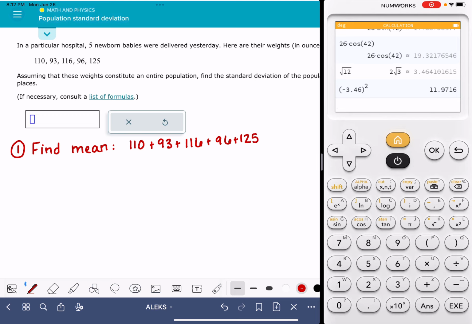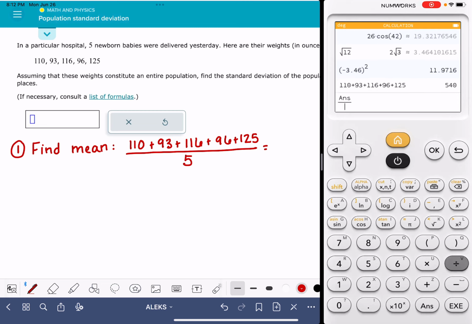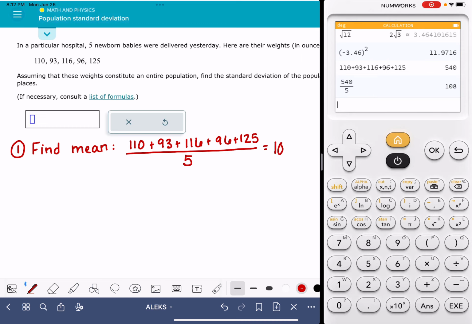I guess I should say, to find the mean, we're going to add up all of the numbers in that data set and then divide by the number of numbers. I've got 5 numbers in my data set. So I'm going to use my calculator to do this. 110 plus 93 plus 116 plus 96 plus 125, and all of that gets divided by 5. So my mean, my average is 108.